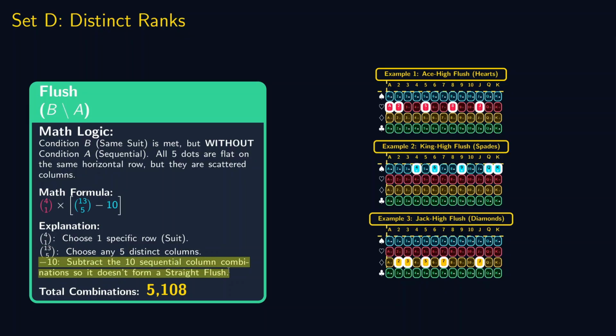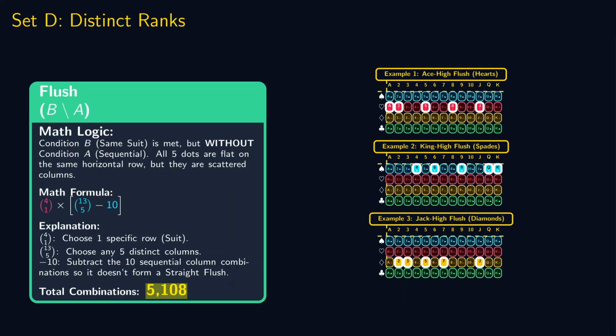And if all 5 dots land in the same row and the 5 columns are sequential, that is a straight flush, not a flush. We have already counted those separately, and we must not count them again here. So we subtract those 10 sequential combinations from our column count. 1,287 minus 10 equals 1,277. Now we multiply by the suit choice. 4 multiplied by 1,277 equals 5,108. There are exactly 5,108 flush hands in the deck.